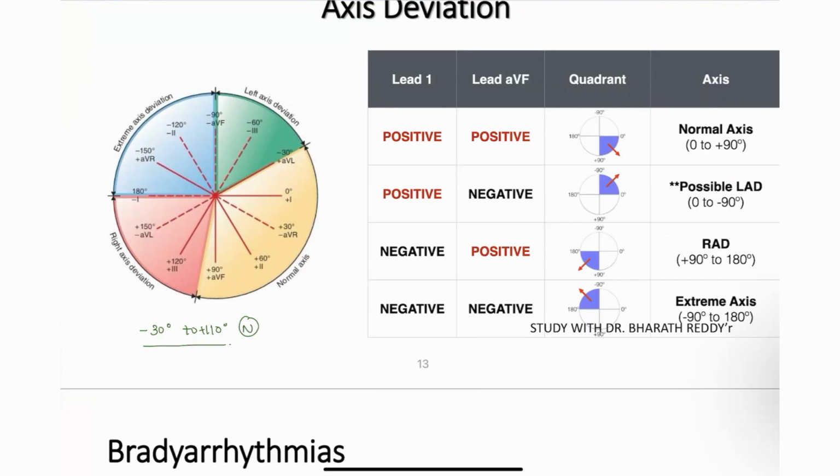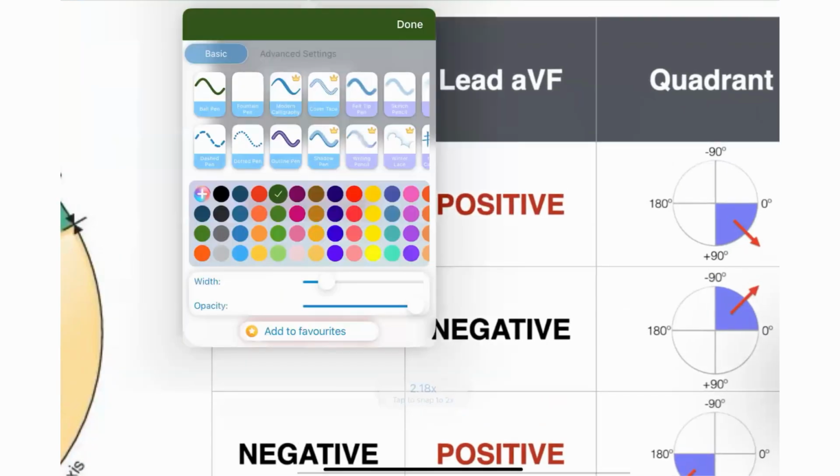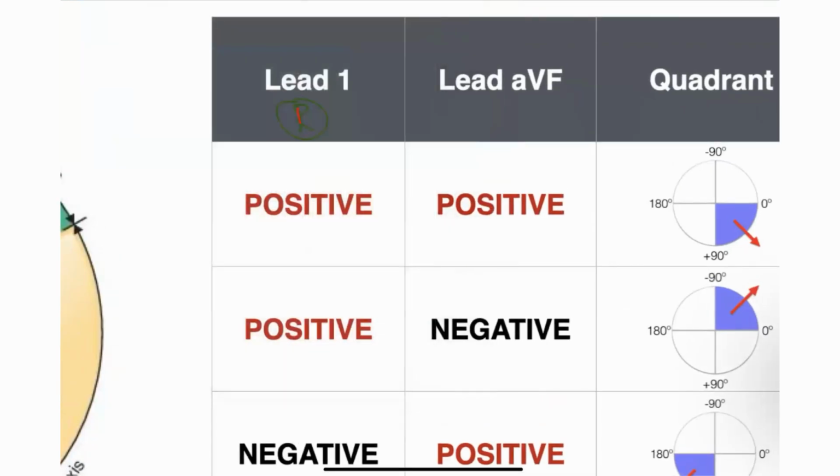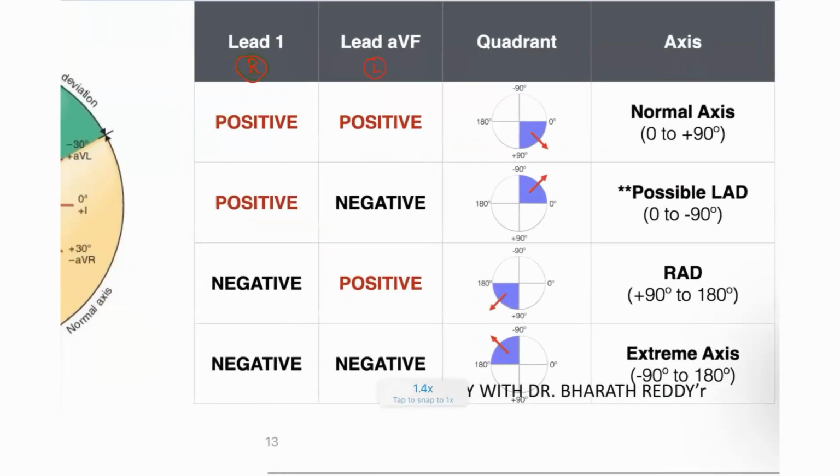So if this is your right side of the thumb, and this is your left side of the thumb. If both the thumbs are positive, then it is normal axis deviation. And if your lead 1 thumb is positive and the right thumb is not, then it is likely to be left axis deviation. So this way, first, this is your left side and this is your right side.